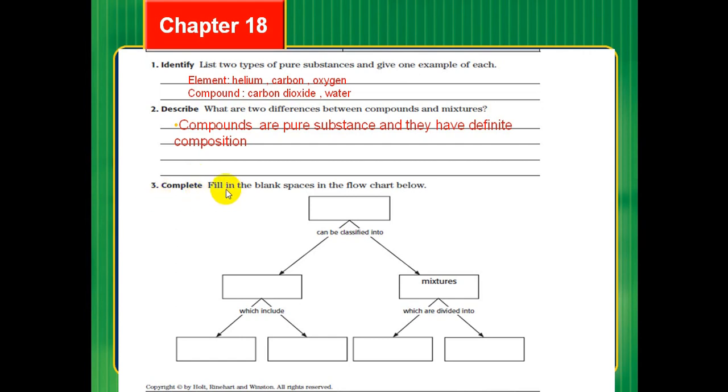Question 3, we will complete and fill in the blank spaces in the flow chart below. As we said in the first part, what do we classify? Yes, matter. We classify matter into mixtures, and also into pure substances. We have two types of pure substances, elements and, yes, compounds. Mixtures, we also classify into homogeneous mixture and heterogeneous mixture.